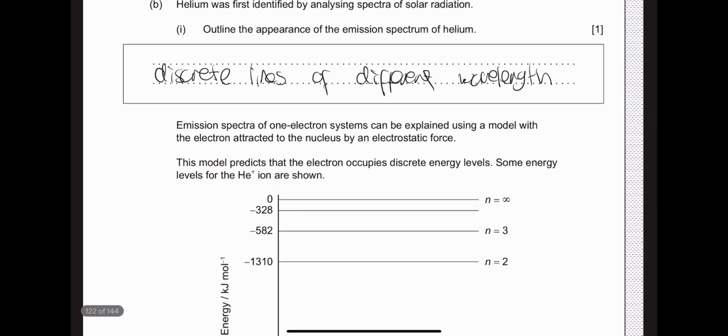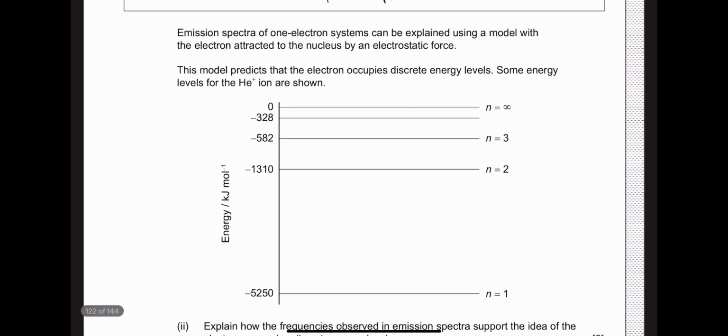Emission spectra of one-electron systems can be explained using a model with the electron attached to the nucleus by electrostatic force.